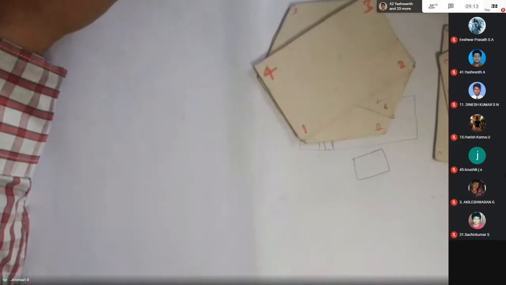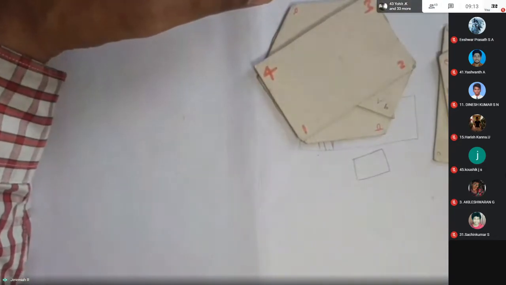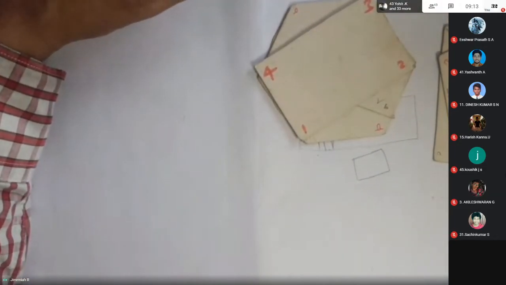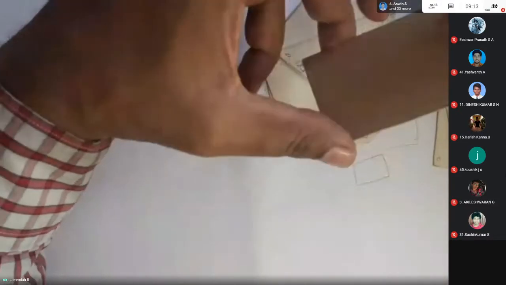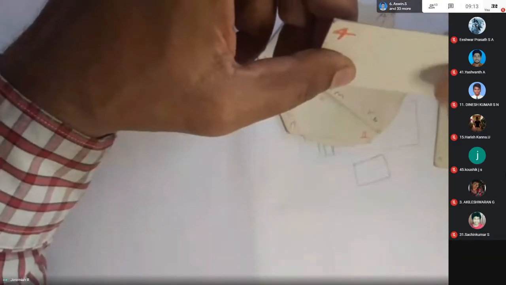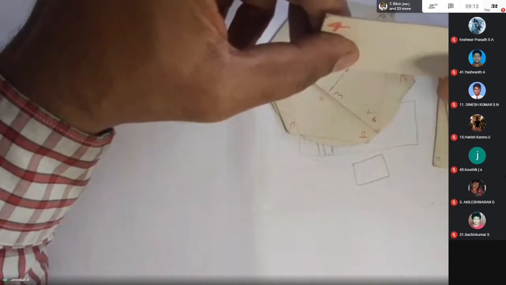A projection of a plane, a projection of a lamina. A plane is a two-dimensional entity having length and breadth with negligible thickness. This is a rectangle. It has some thickness, but it is negligible, so you can consider it is 0.